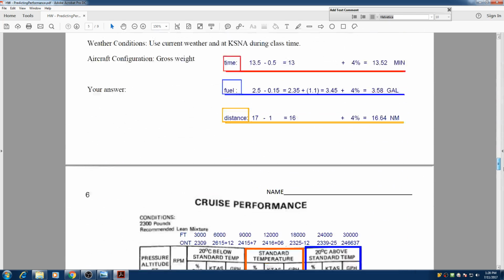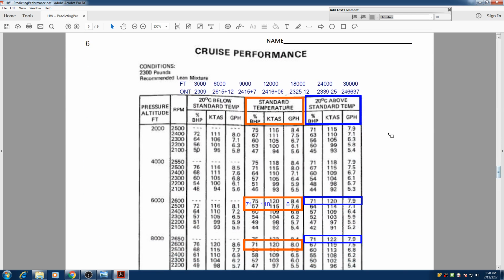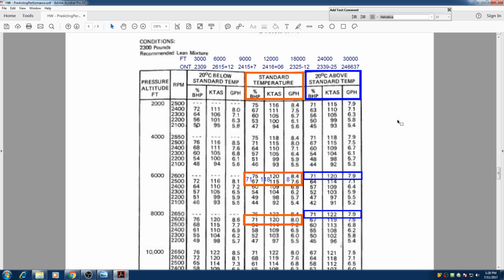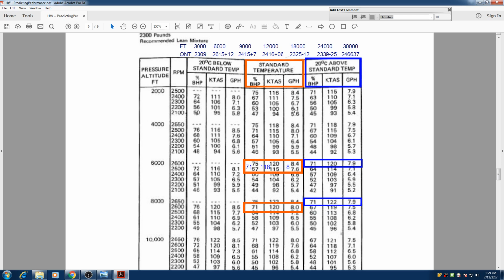We go directly to the cruise performance. In cruise performance, we're interested in finding out how our aircraft is going to perform at that altitude. We are going to fly at 7,500 feet, and we have been given this chart. This chart helps us with our pressure altitude. If we know our pressure altitude, we can go directly to our BHP and find the percentage of power that we are going to use, and read the true airspeed. KTAS is the true airspeed, and we're going to find our gallons per hour, which is our fuel burn number.